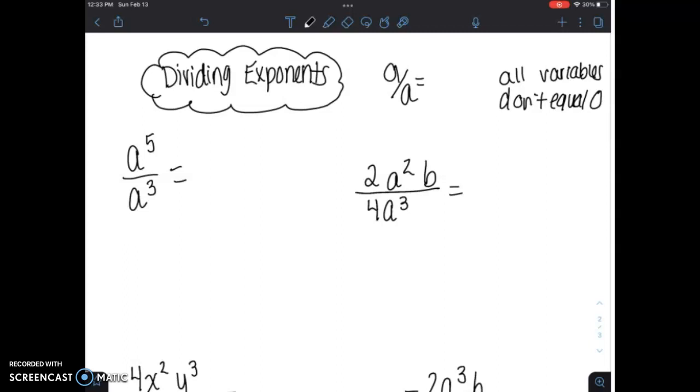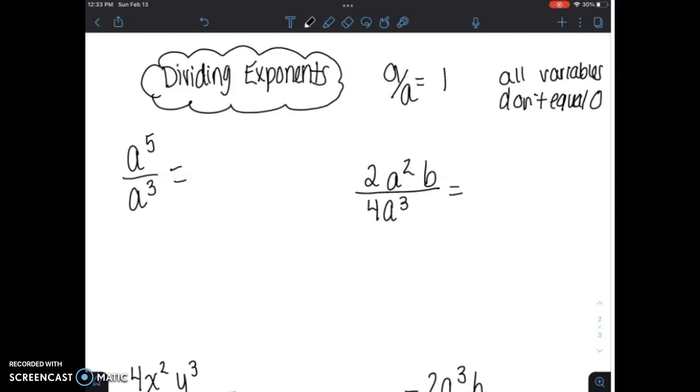The first thing is anything divided by itself, like a over a, is going to equal 1. That's a really big assumption that we use a lot with these, and that way we can simplify faster. The other assumption is that the variables should not equal 0. If they equal 0, all of these can become invalid very quickly. You get a lot of dividing by 0, which we can't do.